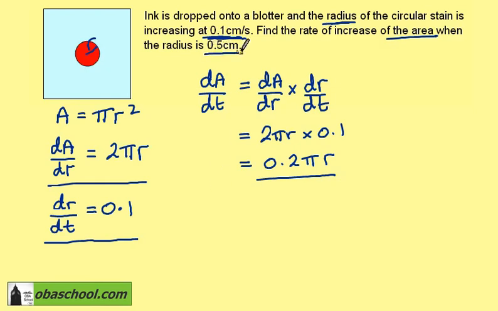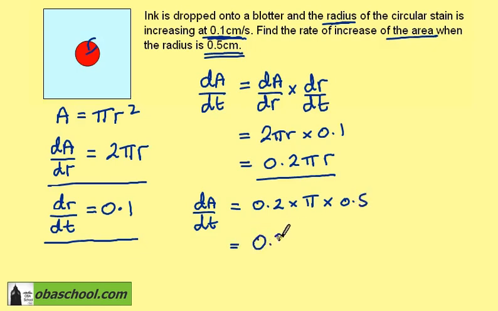We're interested in when the radius is 0.5, so dA/dt will be equal to 0.2 times pi times 0.5, and calculating this gives 0.314 centimeters squared per second, correct to 3 significant figures.